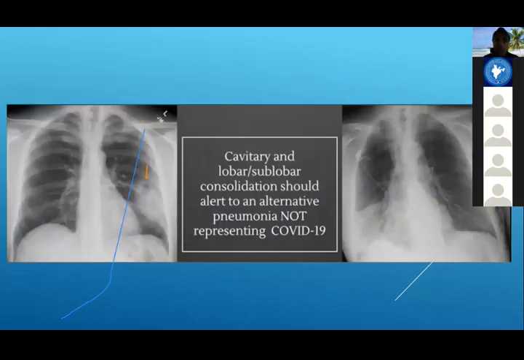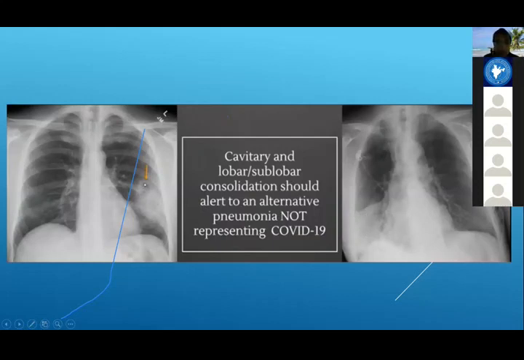And these are two conditions where we are almost sure that it is not COVID-19 pneumonia. It is something else, that is a bacterial pneumonia. So you should always watch for these findings. The first is a dense consolidation with cavitation. And second is a lobar pneumonia or a lobar consolidation.